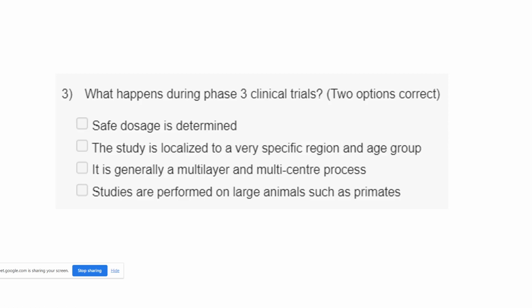This is the third question. What happens during phase 3 clinical trials? You have to select two correct options. Options are: safe dosage is determined, the study is localized to a very specific region and age group, it is generally a multi-layer and multi-center process, studies are performed on large animals such as primates.